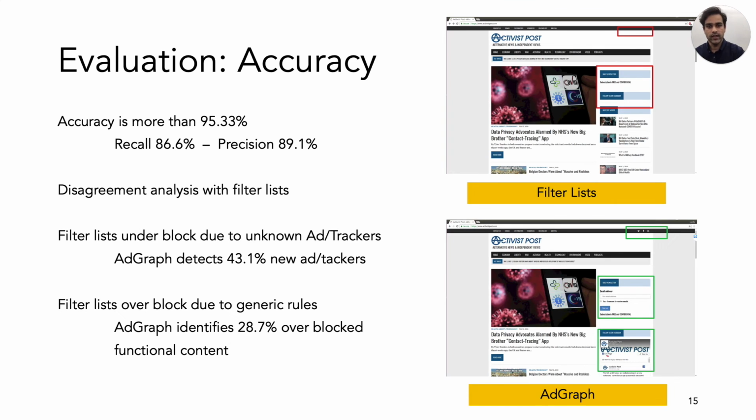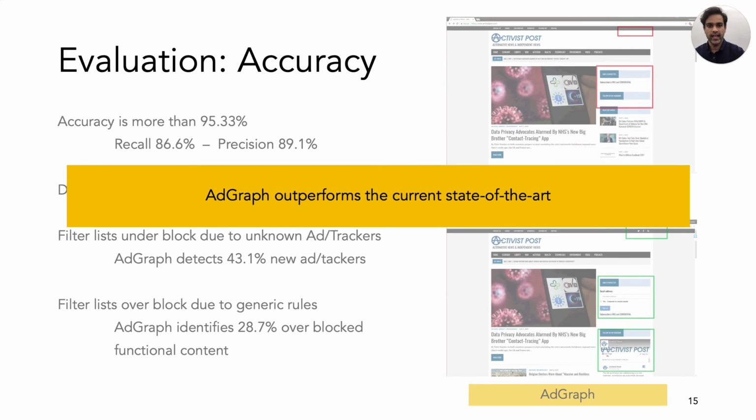We also find that filter lists overblock content as well. This happens due to the presence of overly broad rules. For example, filter lists may block all URLs that have an ad keyword in them. It can be seen on the webpage on the right side that the filter list blocks functional content such as the subscription input field, whereas AdGraph only blocks the ads on that page and lets the functional content through. Overall, we find that AdGraph is right 28% of the time in correctly identifying functional content. We find that AdGraph not only has high accuracy, it often corrects mistakes in the filter lists.